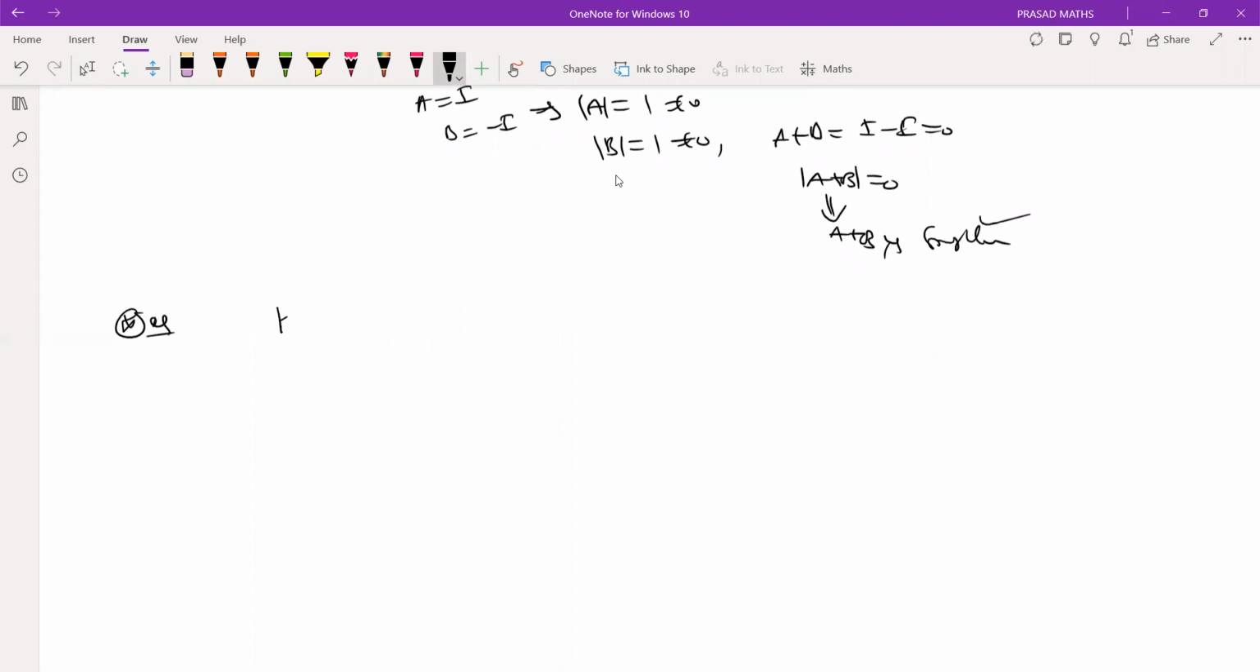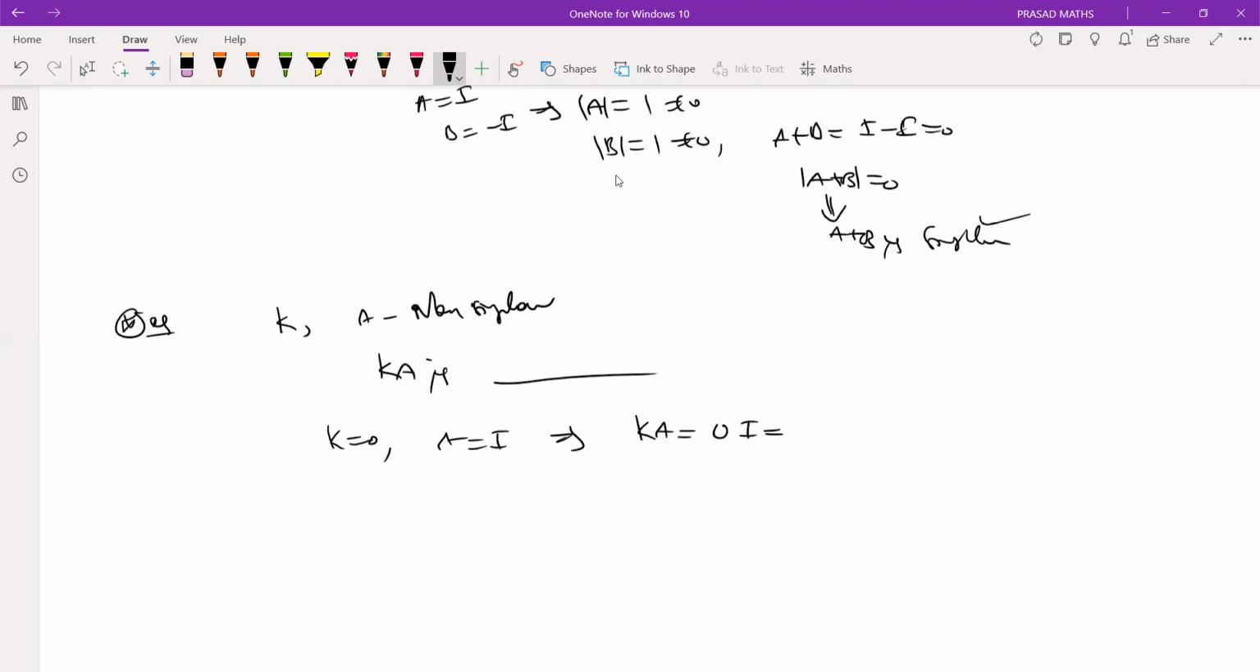Next example, if you take K as any scalar and A is non-singular. What about KA? Is it singular or non-singular? Anybody? It need not be non-singular. Suppose you take K equal to 0 and A is an identity matrix. What is K into A? Anybody? 0 into the identity matrix is the 0 matrix. This is the 0 matrix. It is a singular matrix. The 0 matrix is a singular matrix.